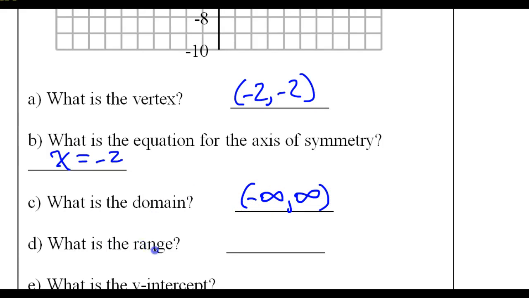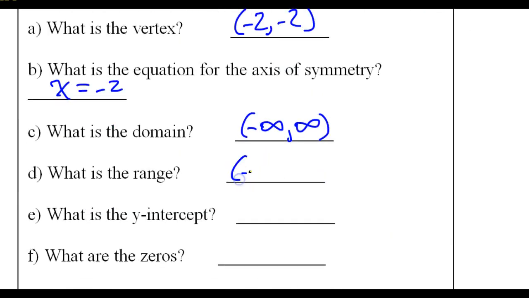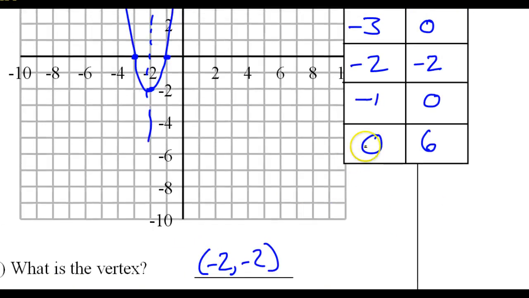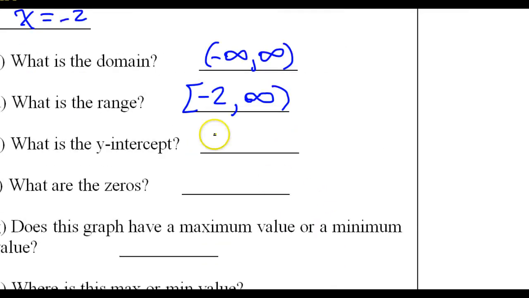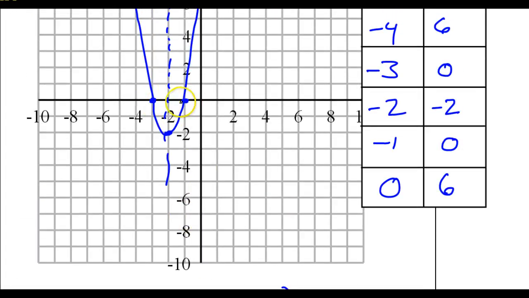What's the range? The range is y values. And this goes from negative 2 to infinity. Always go bottom to top. And this should have a bracket at the negative 2. Alright, because it does touch negative 2. Negative 2 to infinity. Okay, what's the y-intercept? The y-intercept is always 0 comma something, so there you go, 0 comma 6. What are the zeros? Alright, the zeros are the x-intercepts, so negative 3 comma 0, negative 1 comma 0.